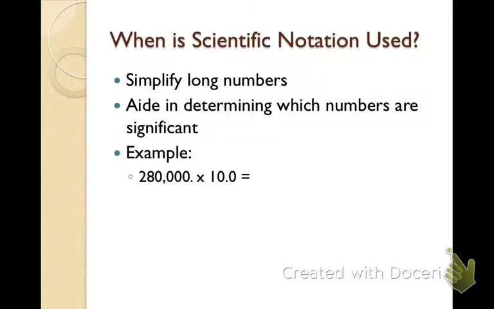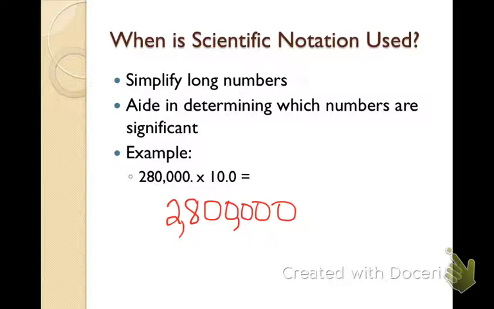So we use scientific notation to simplify long numbers. One of the major reasons we also use it here in chemistry is to figure out which numbers are significant in a calculation. So let's take this example down here. We have 280,000 times 10.0. So just like we would for our rules previously, when we multiply, we're just going to go ahead and multiply them out. So we have 28, and then 1, 2, 3, and then one more 0. So we have 2,800,000.